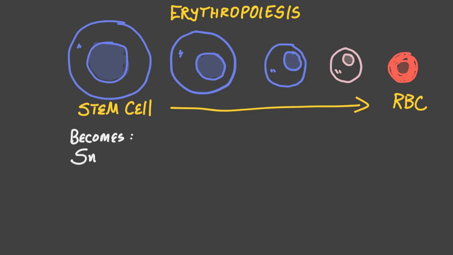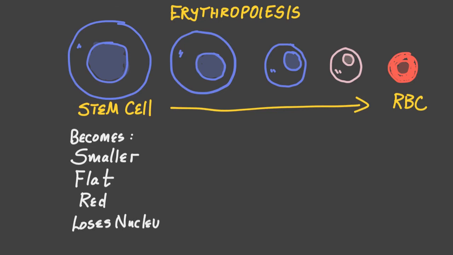For one thing, the RBC is much smaller than the stem cell. You may not be able to see this in this picture, but it is actually flat like a frisbee compared to the very round stem cell. It is red in color and it has also lost its nucleus. So let's look at some of the benefits of these changes based on the functions of the RBC.